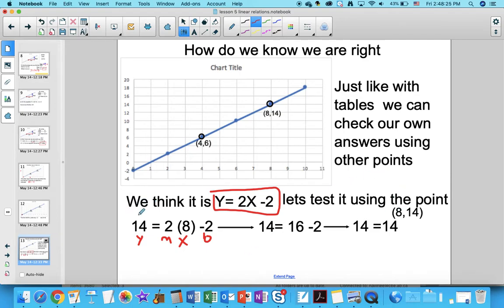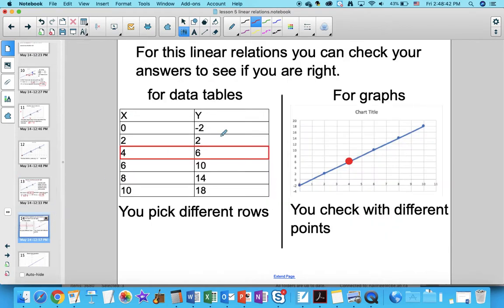Well, 14 equals 2 times 8 minus 2. 2 times 8, BEDMAS, do the multiplying first. 2 times 8 is 16. Minus 2 is 14. It works out. So I know my equation is right. So for linear relations, you can check your answers to see if you're right. You don't need an answer key or anything. And so you can just pick different rows or pick different points. Check to see, does my equation give me the correct y values?